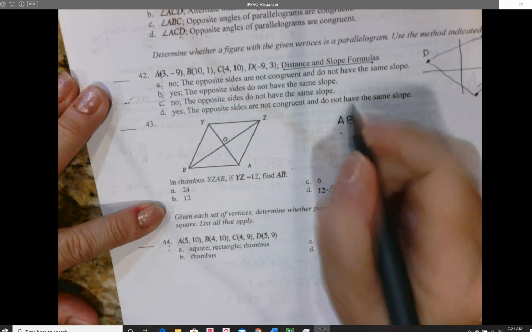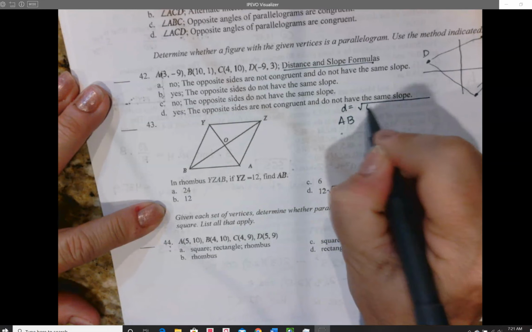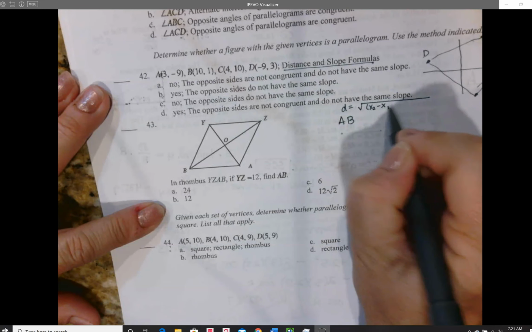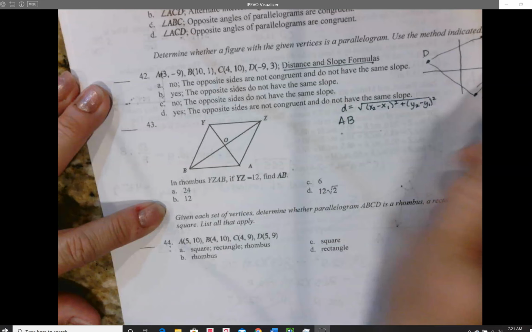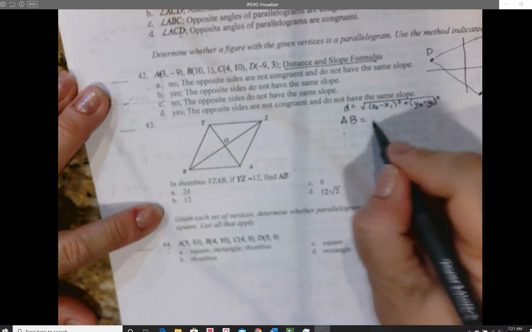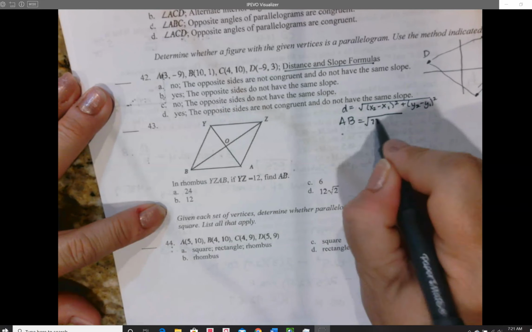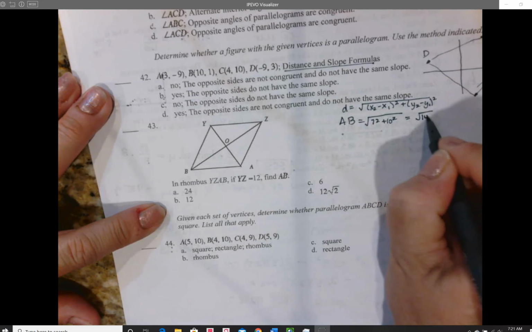So if I'm finding distance, remember I'm going to use the distance formula, and that's going to be x2 minus x1 squared plus y2 minus y1 squared. So to find AB, I'm going to go x2 minus x1, 10 minus 3 is 7, and 1 minus negative 9 is 10. So 49 plus 100, square root of 149.